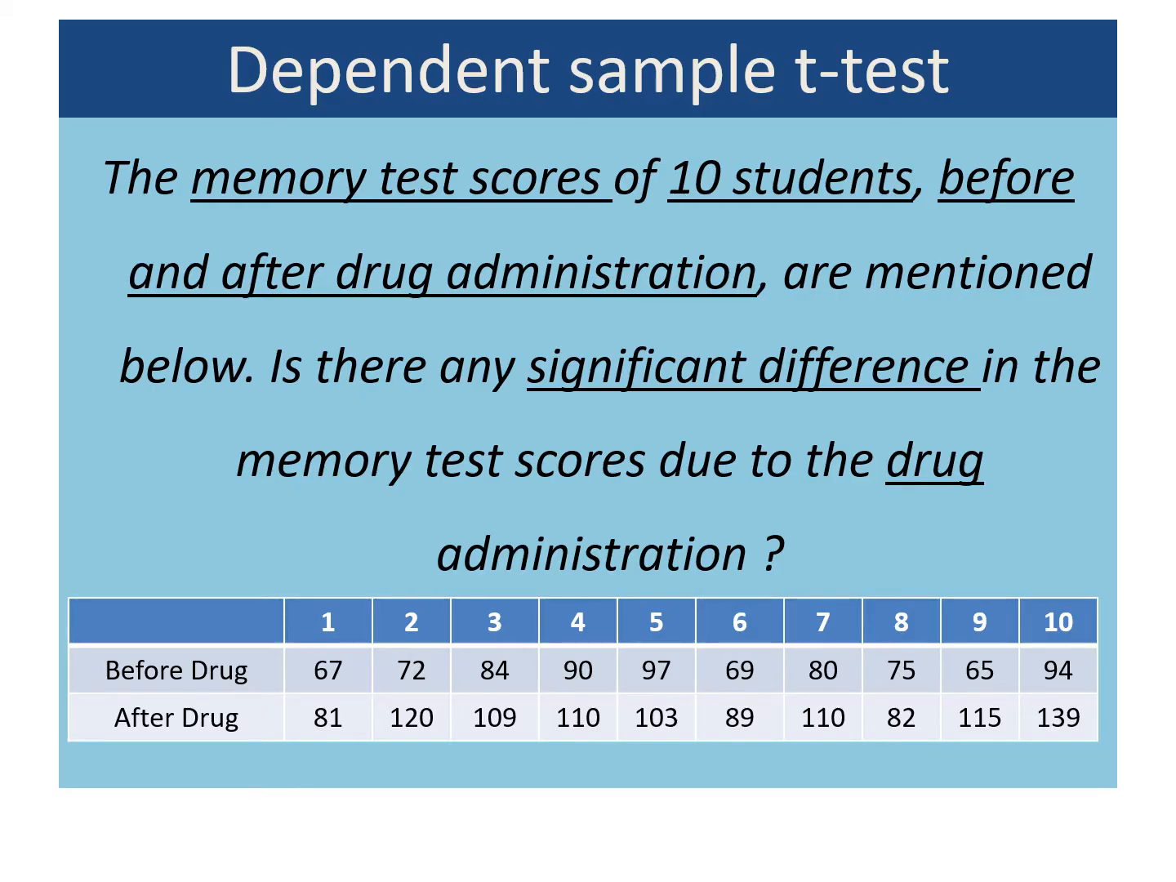So here I have given a question. This is regarding the dependent sample t-test. Now I am going to start reading it out. The memory test scores of 10 students before and after drug administration are mentioned below. Is there any significant difference in the memory test scores due to the drug administration?